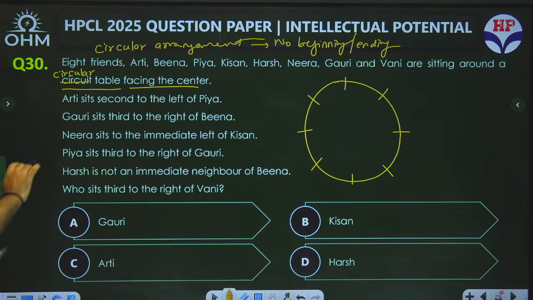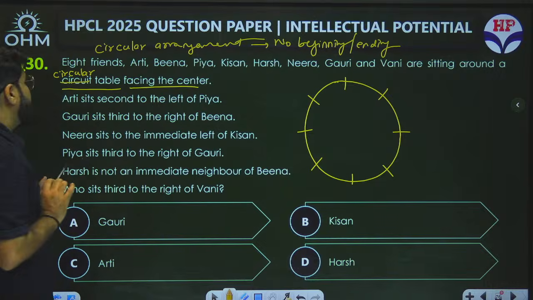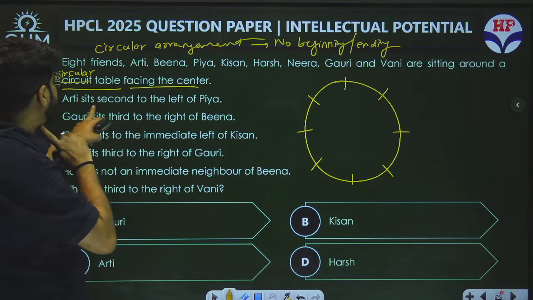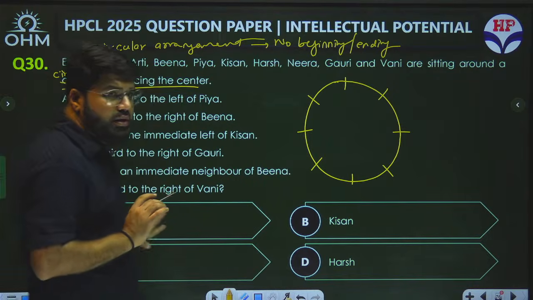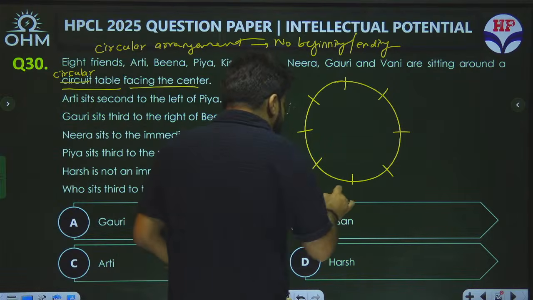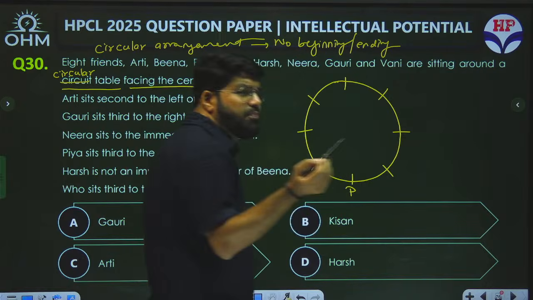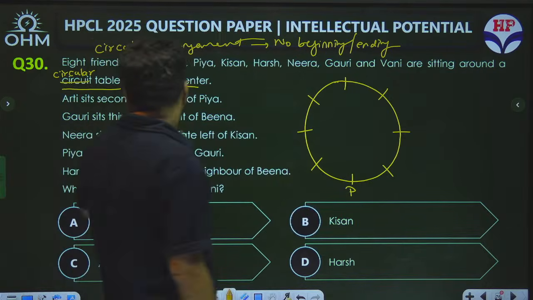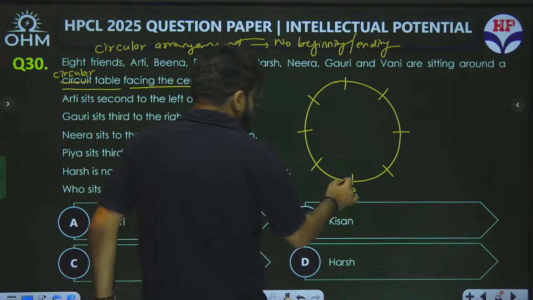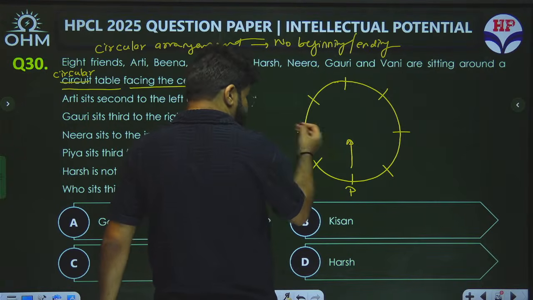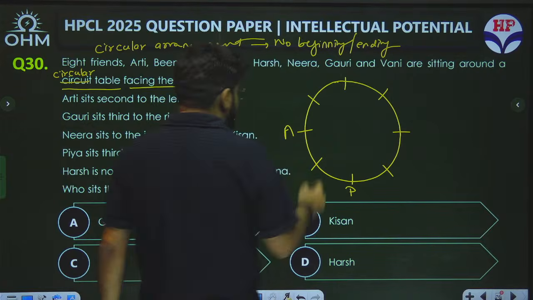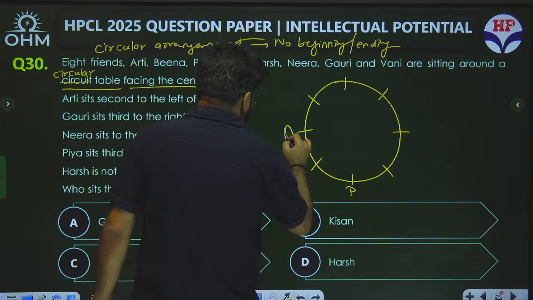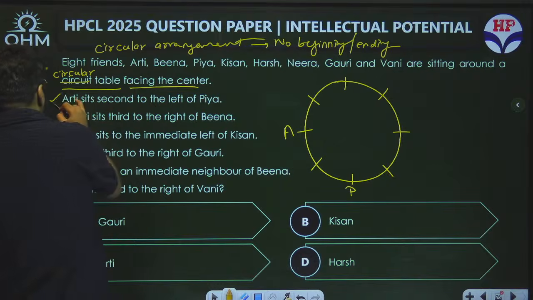Okay, so based on the statements given, I will try to decide what is first, what is second. Aarti sits second to the left of Pia. Okay, suppose this is Pia. You can choose any place for Pia. Aarti is second to the left. Because everybody is facing inside, you can understand this is left. Second left, here Aarti will come. I'll only write down their first letters, initials. Okay, this is Aarti. First statement done.